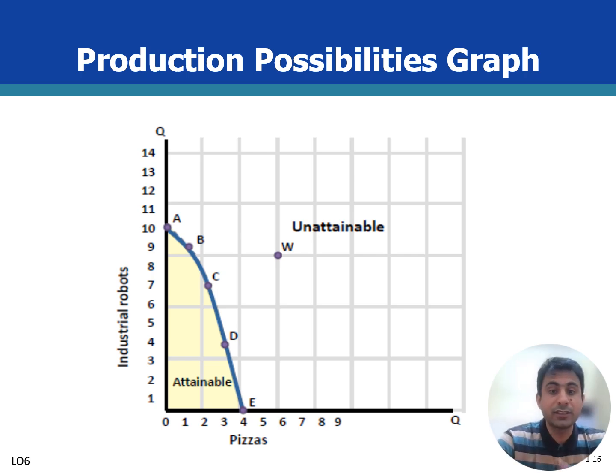Unattainable combinations, such as we have here point W. Points beyond the production possibility curve to the right represent combinations of pizza and rewards that cannot currently be produced with the economy's existing resources and technology. These combinations are unattainable in the current state and indicate the need for economic growth through technological advancement, increase in resources, or improvement in efficiency.